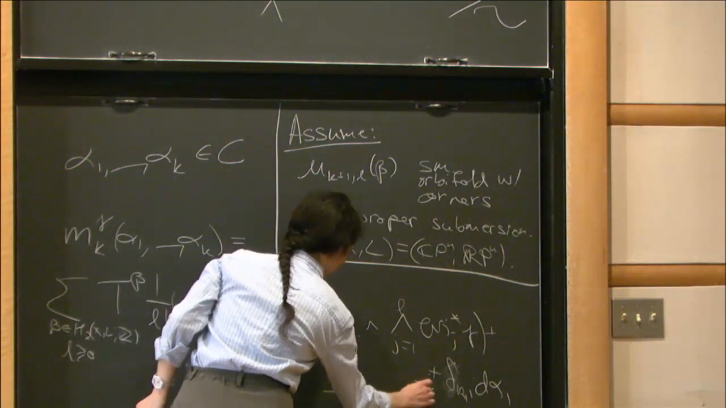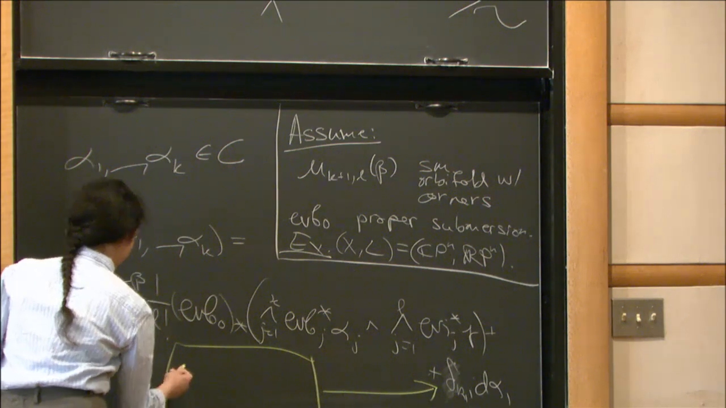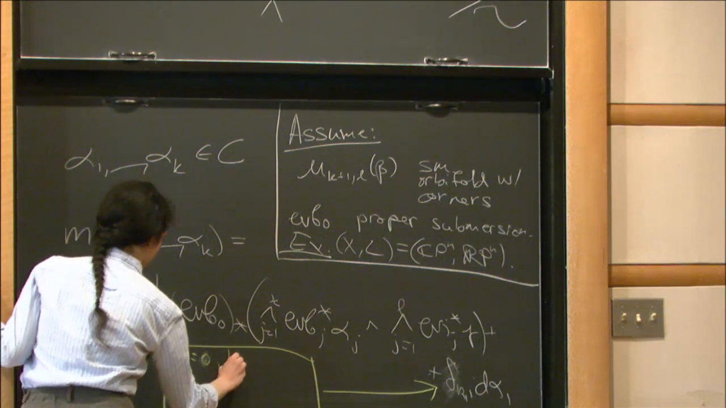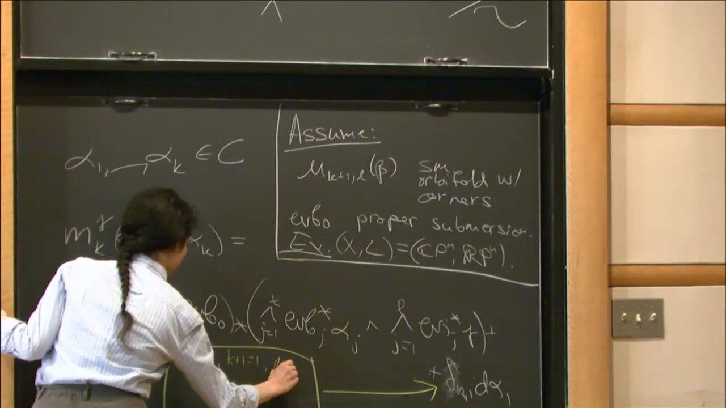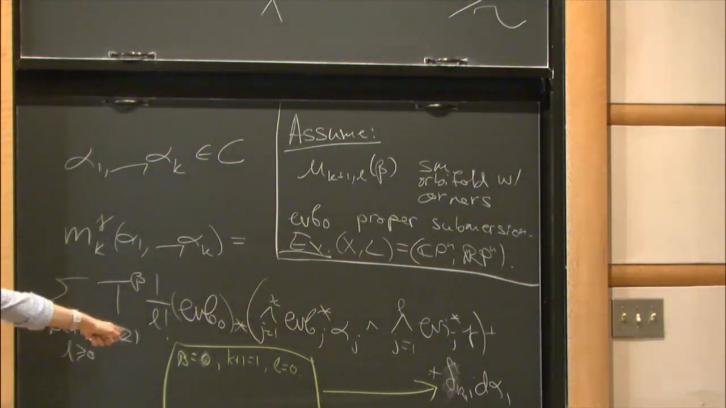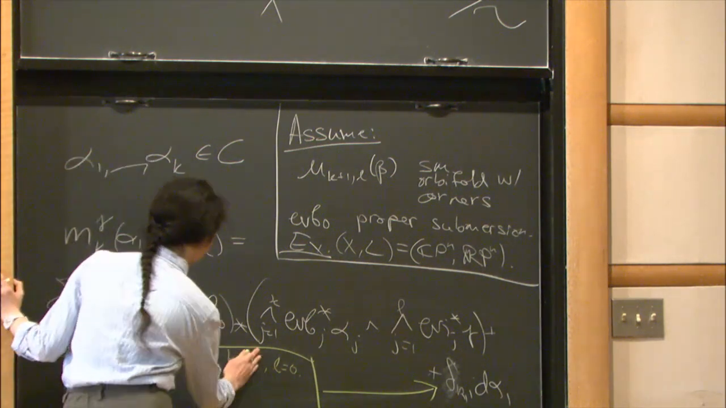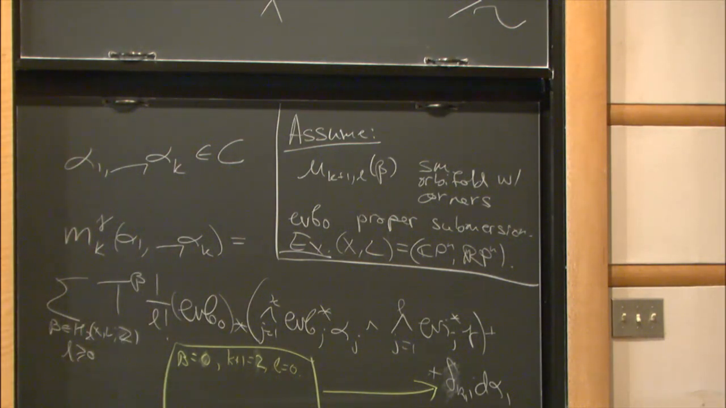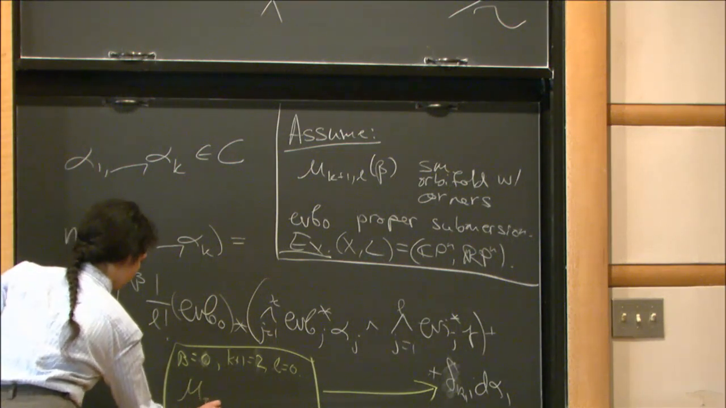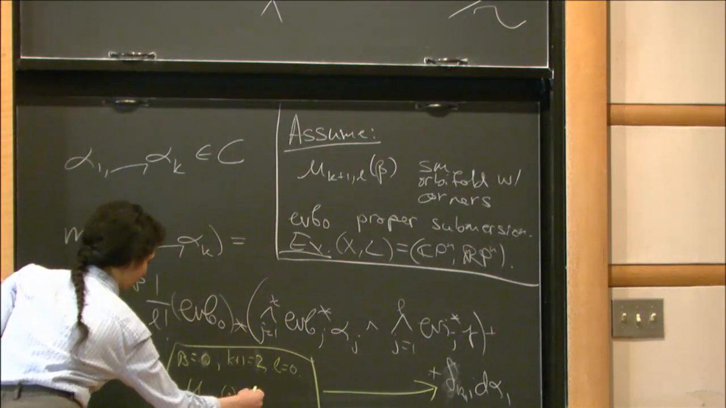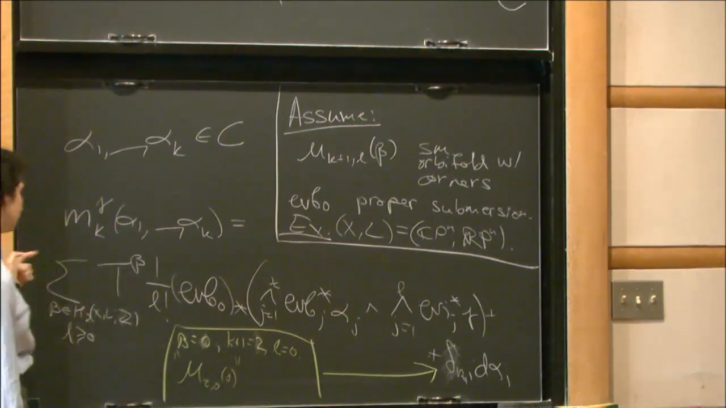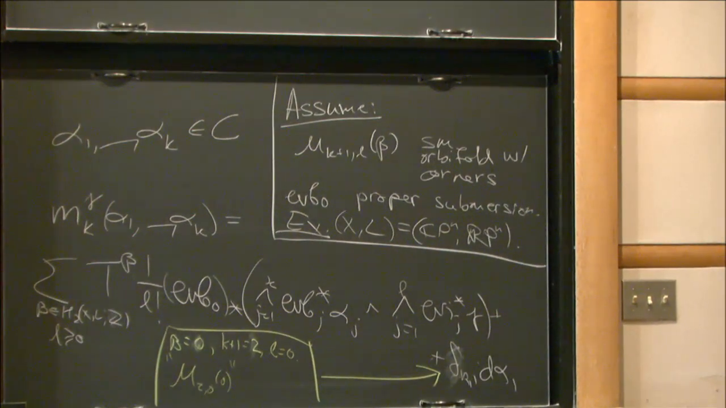So this case comes from thinking of the moduli space with β equals 0, k plus 1 equals 2, and l equals 0. So that moduli space is not stable. That's not a stable moduli space, right? But I still need this contribution in order for the A-infinity equations to work. So the claim is.